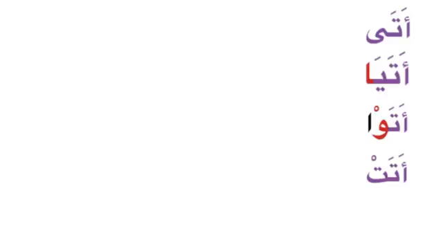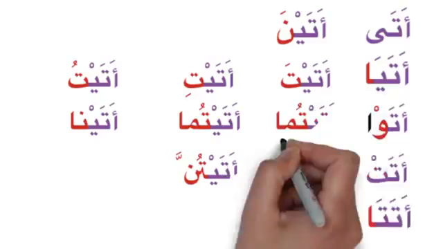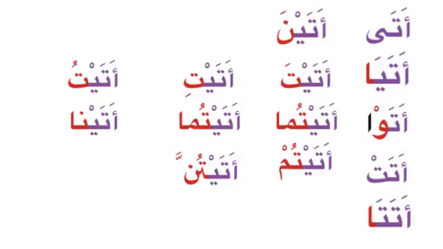So from hunna, we know the ya comes out and it becomes ataina. They all came. Then from hunna, you know it becomes very easy. It becomes ataita, you came; ataituma, you both came; ataitum; ataiti, you female, you came; ataituma; ataitunna; ataitu, I came; ataina. So this is how it is conjugated.